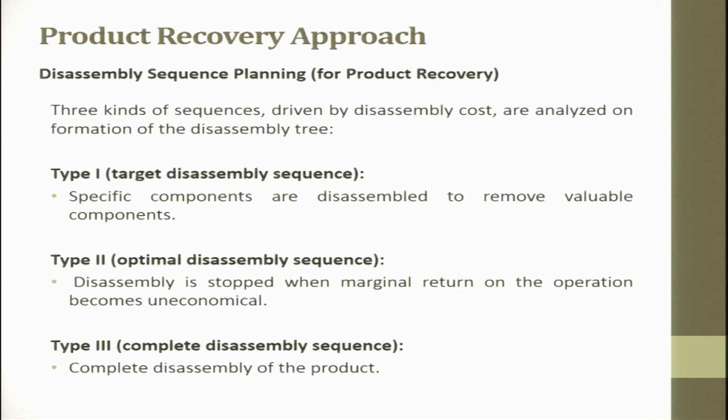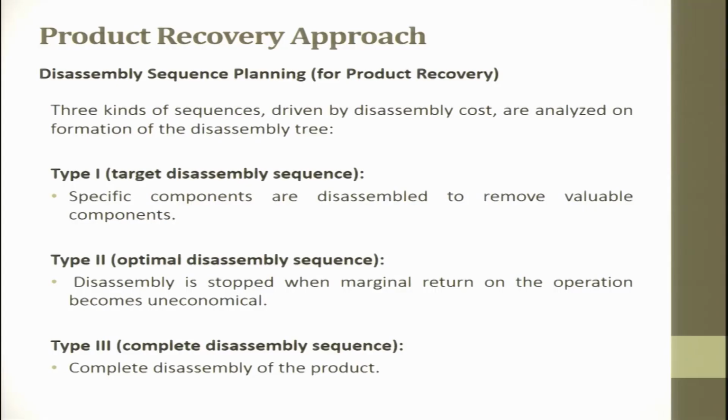You keep removing till a time that you know that these are the parts, and when you try to dismantle them, you are not going to make money out of it, so stop there. So, disassembly is stopped when marginal returns on the operation become uneconomical. Type 3 is a complete disassembly of a product, a complete disassembly sequence. So, you have target disassembly, optimum disassembly and complete disassembly. All these are disassembled keeping the optimization parameter as cost or time. So, cost and time can be linked.